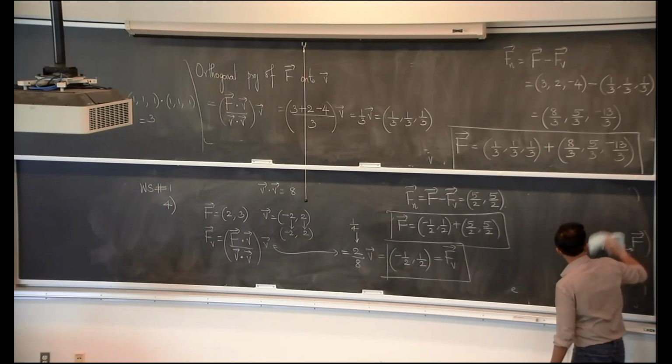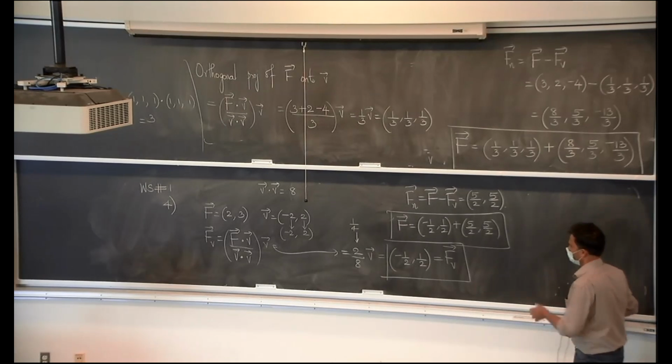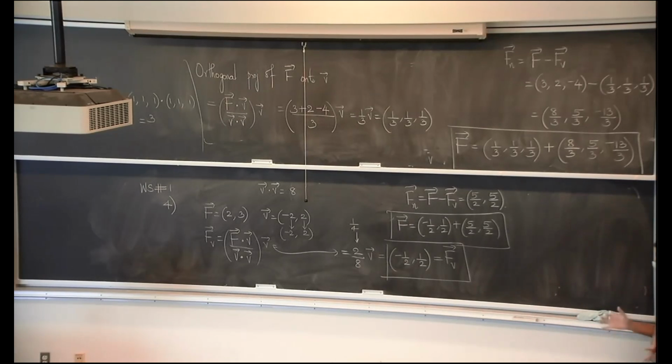All right, so that is the end of section 1.3. So you need to know how to find the angle between two vectors, the condition of two vectors being perpendicular, and also find the orthogonal projection of a vector onto another vector.